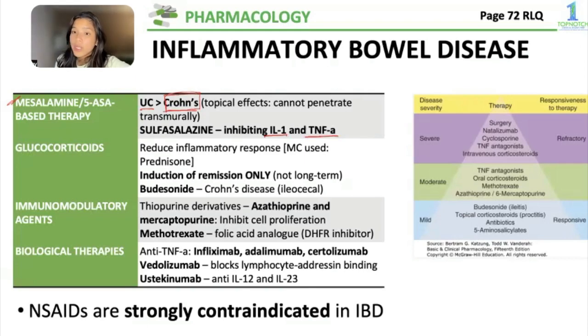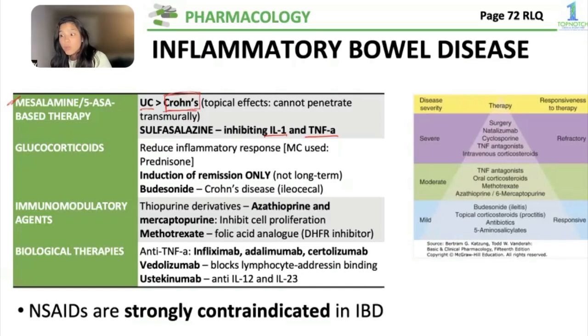Your glucocorticoids, we know that they reduce inflammation, and the most commonly used steroid in IBD is your prednisone. This is only good in inducing remission, meaning if somebody has a flare, we give a course of steroids to force the body into remission, but we do not give it long-term. Again, as much as possible, we try to avoid giving steroids long-term because it has several side effects. The particular steroid we can also use is budesonide for Crohn's disease, particularly for ileocecal Crohn's disease.